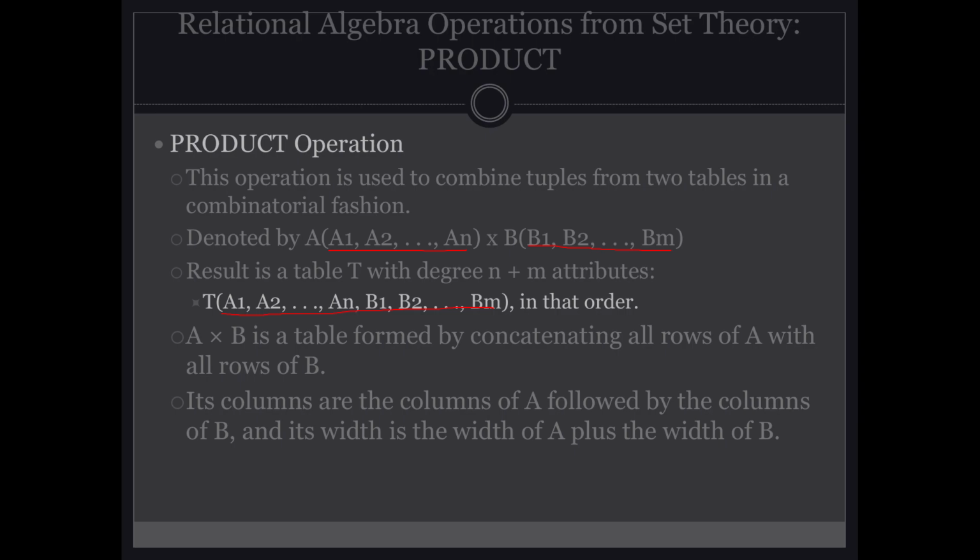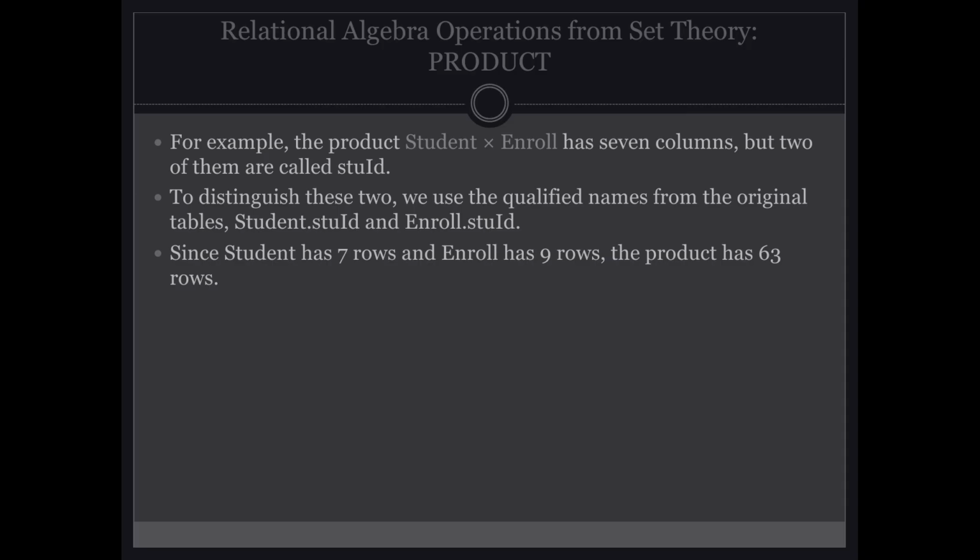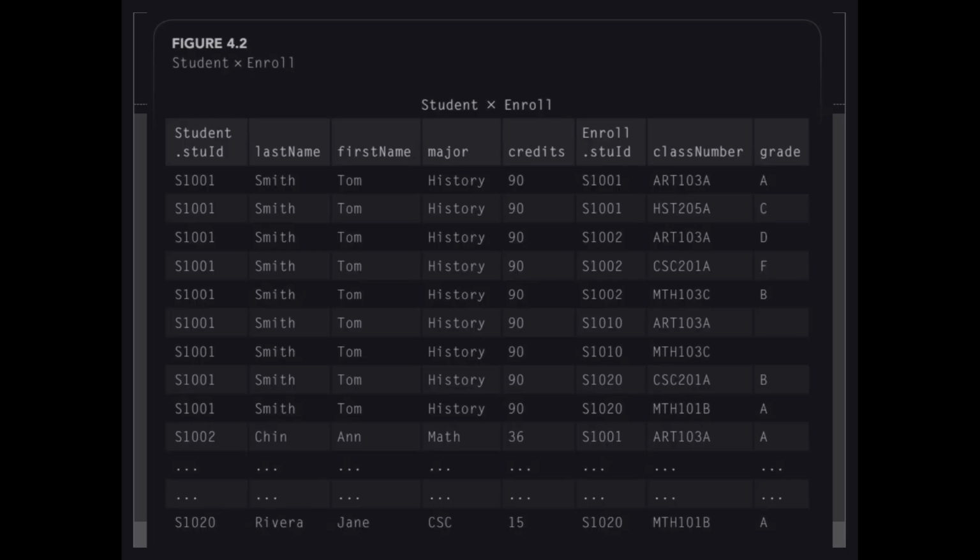And the records in this table are going to be formed by concatenating all rows of A with all rows of B, okay? So what this means, so suppose you have the student and enroll tables, okay? You're gonna have every possible concatenation of the rows. So on the left here you have the student part, and on the right here you have the enroll part, okay?